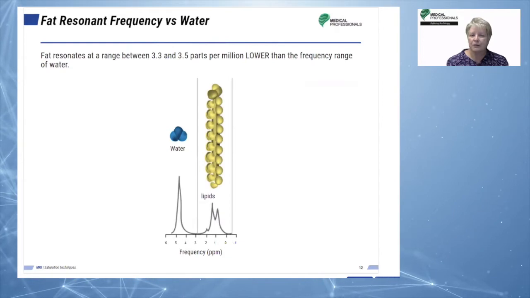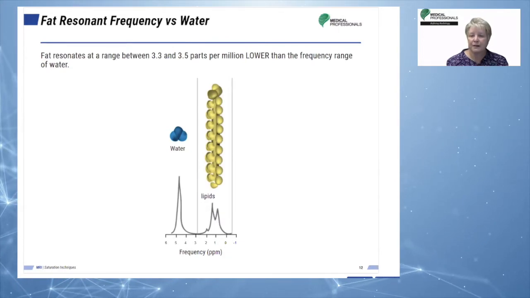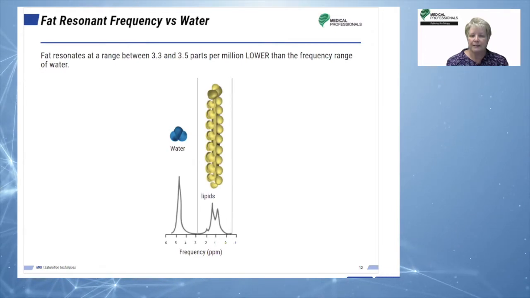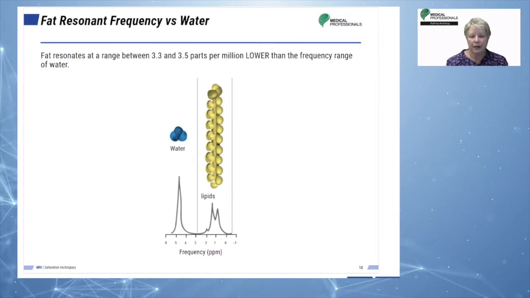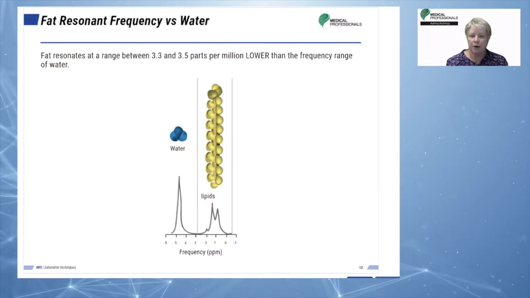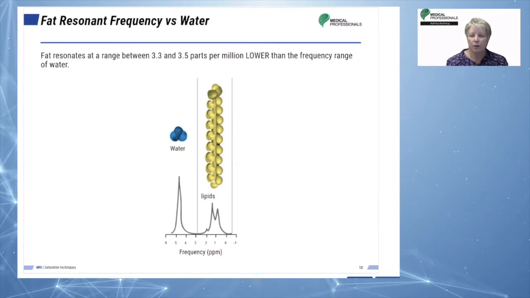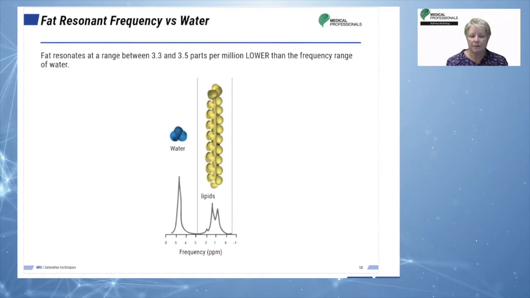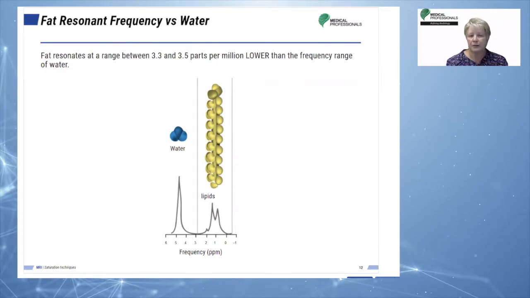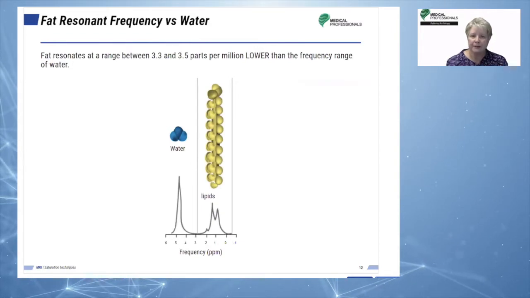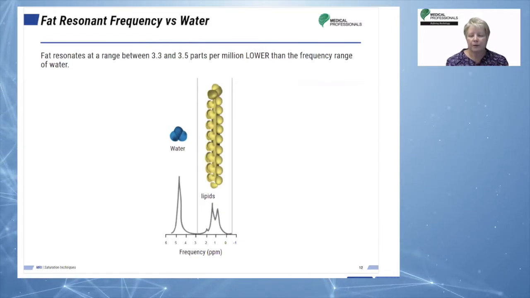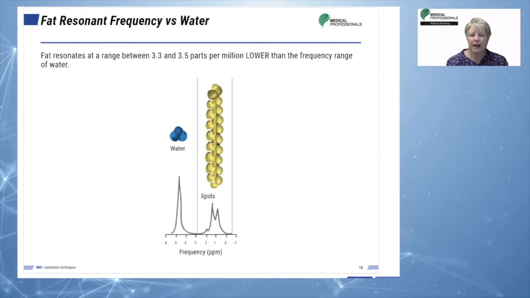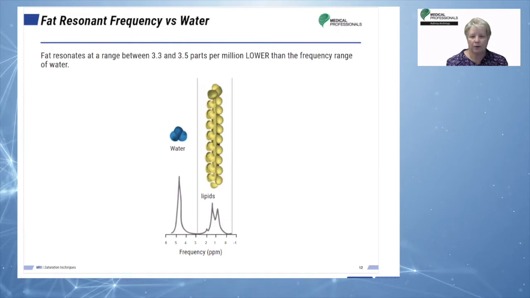Saturation techniques are mostly dependent on the resonant frequency of fat versus that of water. Fat resonates at a range between 3.3 and 3.5 parts per million, lower than the frequency range of water. There is some amount of water, I should say, in lipids or fats. The frequency of fat is different than that of water, mostly because of the alkenes in the fat molecule.